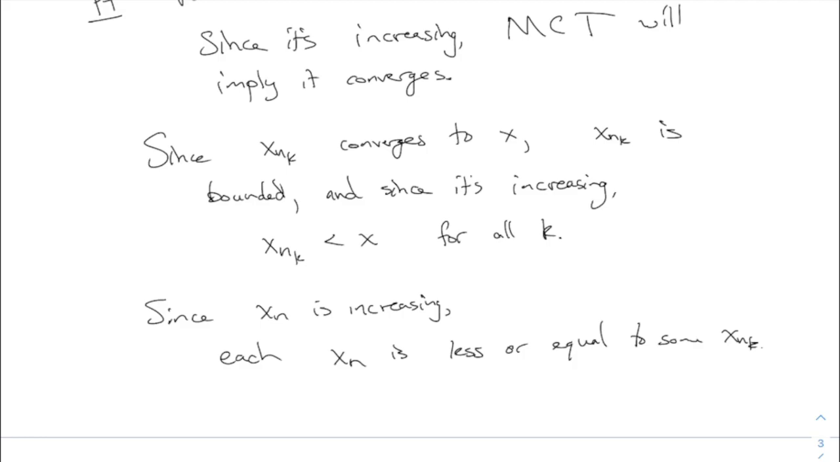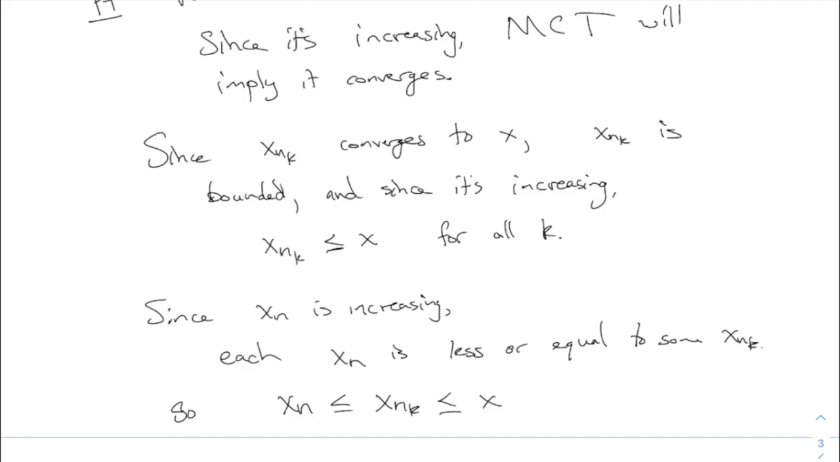And so I can write that with an inequality sign. So Xn is less than or equal to X_{n_k}, but we already said that is less than X. Really, this less than should have been a less or equal. Sorry. It's possible they could all equal X. That's not very interesting, but it is in theory possible.